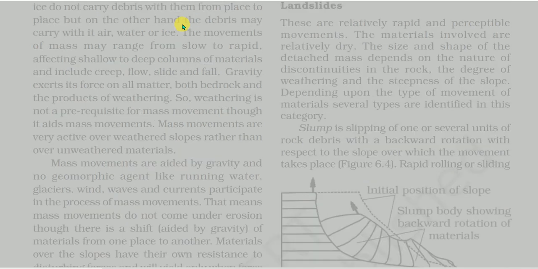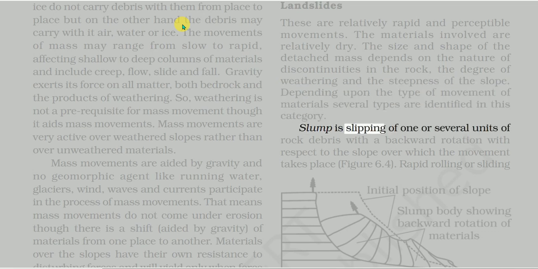Fall, flow and slide are the three forms of movements. Landslides: these are relatively rapid and perceptible movements. The materials involved are relatively dry. The size and shape of the detached mass depends on the nature of discontinuities in the rock, the degree of weathering and the steepness of the slope. Depending upon the type of movement of materials, several types are identified in this category.